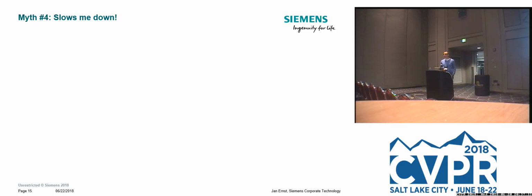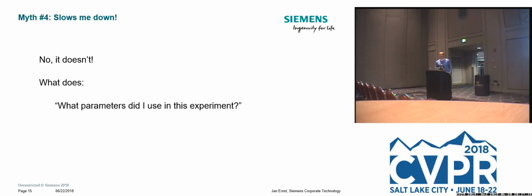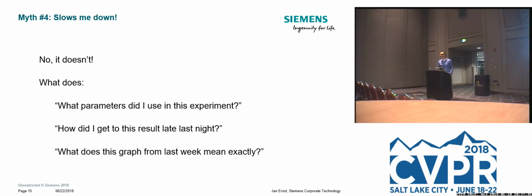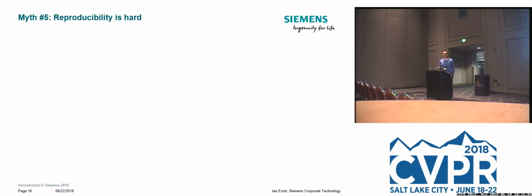Objection number 4: it slows me down. No, it doesn't. What slows you down is not being able to figure out what parameters you used in a particular experiment, getting some results that you just can't reproduce anymore, going back to some earlier graph and not being able to explain what exactly that graph means. What was the performance metric? Did I really use only the manually annotated bounding boxes, or did I use semi-automatically annotated bounding boxes? And then you already have an issue and you have to go back, and that slows you down. Myth number 5: reproducibility is hard.